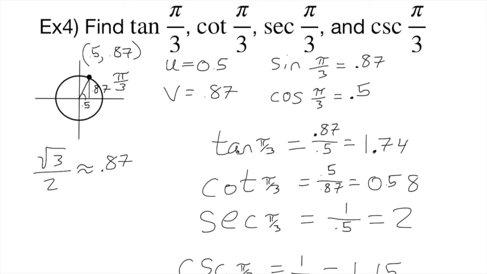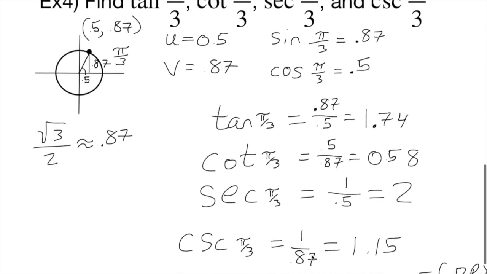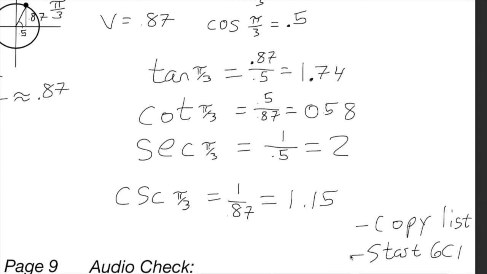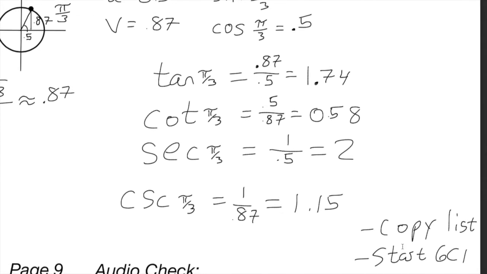But then you can move on to tangent, and tangent of pi over 3 is equal to the sine over the cosine. And if you do that, you get 1.74. Cotangent would be the reciprocal of that, and you get 0.58. You can do this with decimals, or you can actually manipulate the radicals in fractions. Secant would be the reciprocal of cosine, and cosecant would be the reciprocal of sine. 1 over cosine and 1 over sine. That's it. Copy the problem list and start assignment 6C1. I'll see you in class.